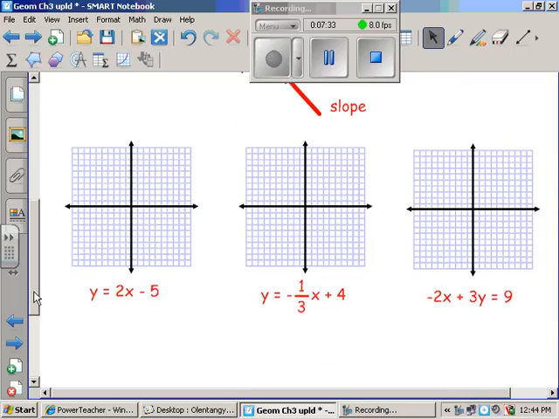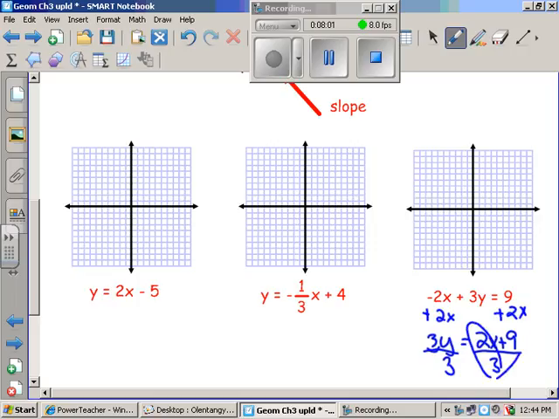Okay, so what would I do for this one before I could graph it? Right, change it to y equals mx plus b. How would I do that? Right, I'd add 2x to both sides first, and then divide by 3. So I'd get 3y is equal to 2x plus 9, and then I divide by 3. Don't forget the butterfly effect. You got to divide everything by 3, not just the numbers.